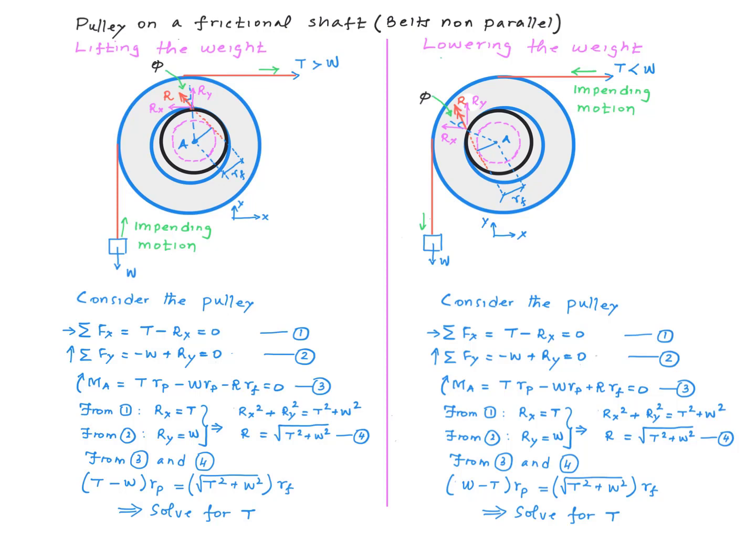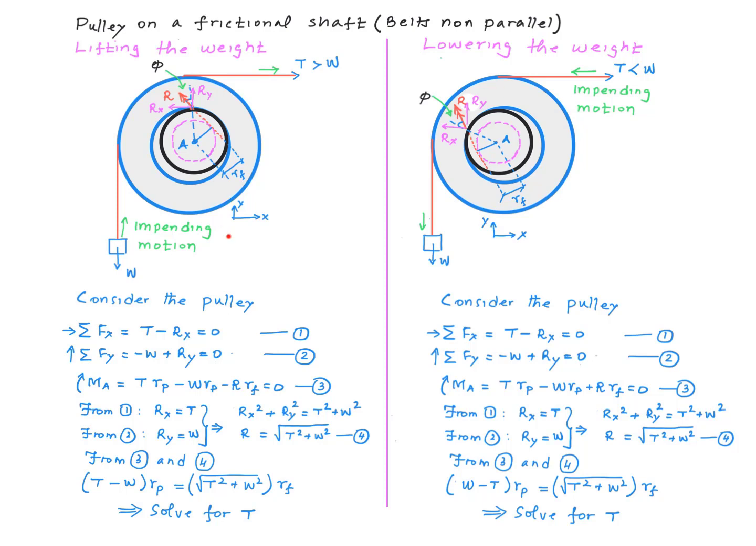Now visualizing a line passing through point A in that direction, the contact over here has to be on the right side of that line, whereas over here it's going to be on the left side of that line. This is because T in this case is greater than W, but T over here is less than W. Therefore, the net moment between T and W is going to be clockwise over here, whereas it's going to be counterclockwise. And therefore, the countering moment coming from the resultant between the pulley and the shaft is going to have to be counterclockwise here and clockwise here.